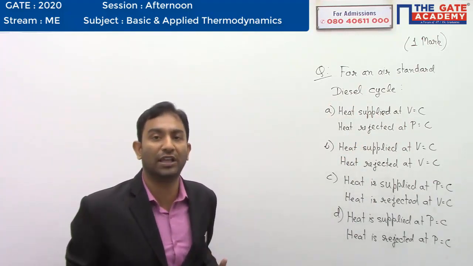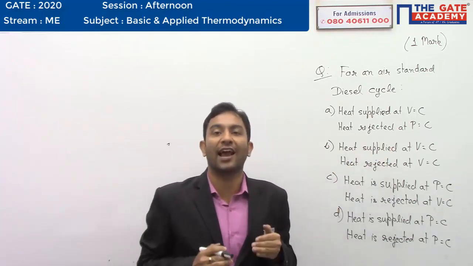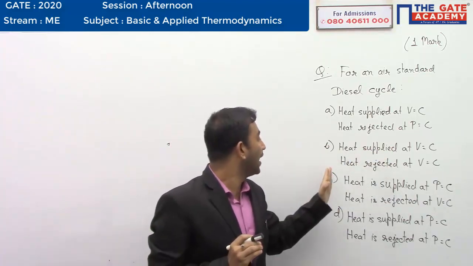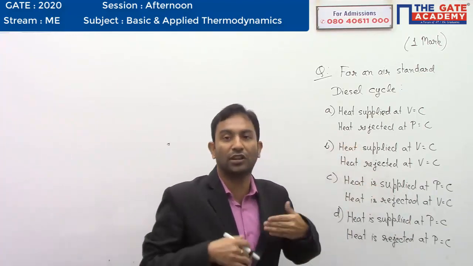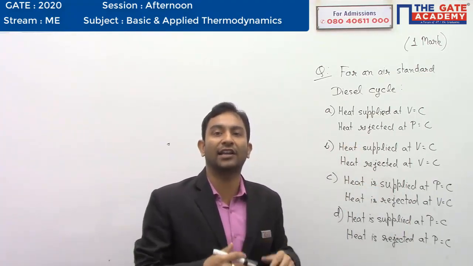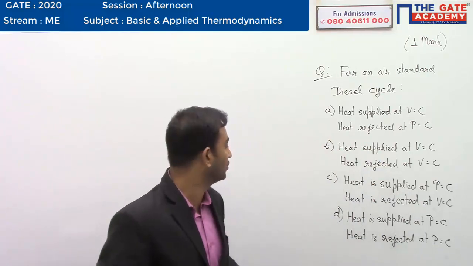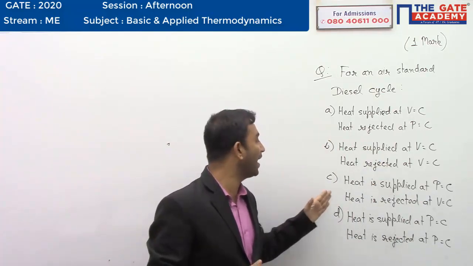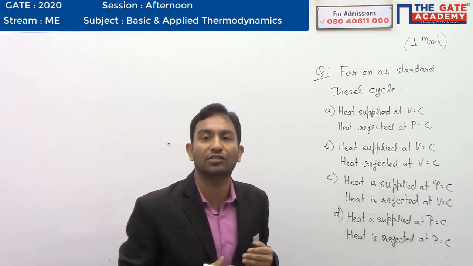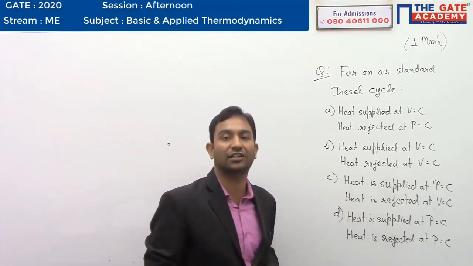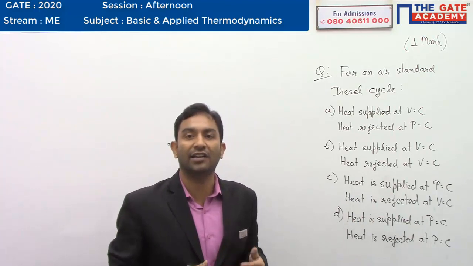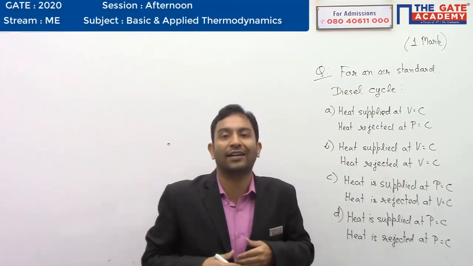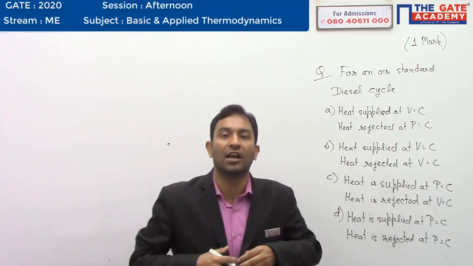Then option B we have heat is supplied at constant volume and heat is rejected at constant volume. Here in both the heat supplied and heat rejected, the volume is kept constant. Then in option C we have heat is supplied at constant pressure and heat is rejected at constant volume. And option D we have heat is supplied at constant pressure and heat is rejected at constant pressure.